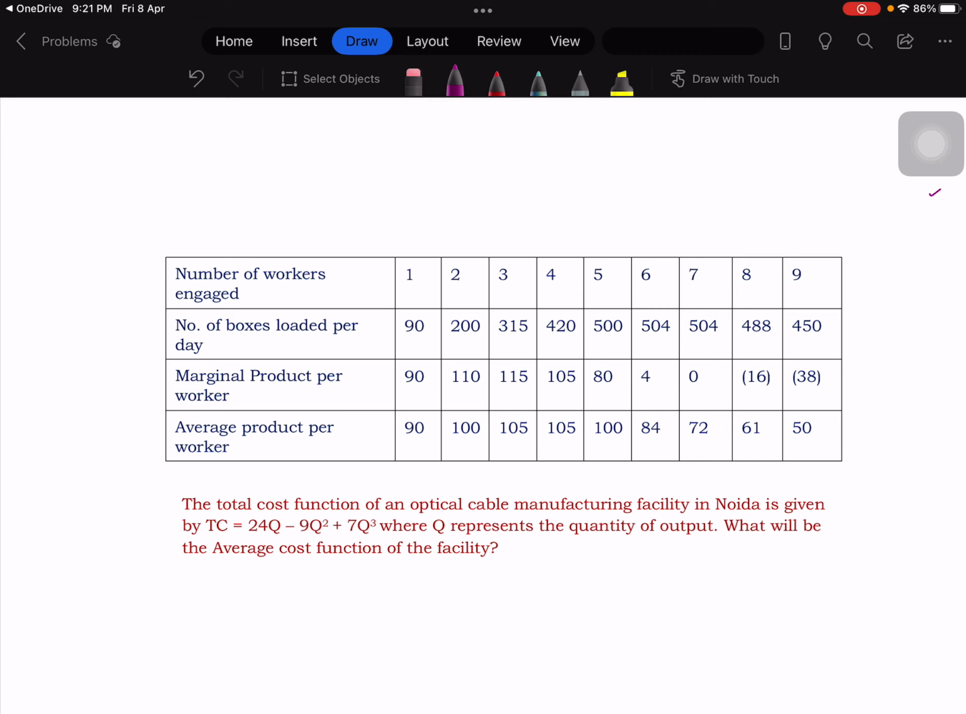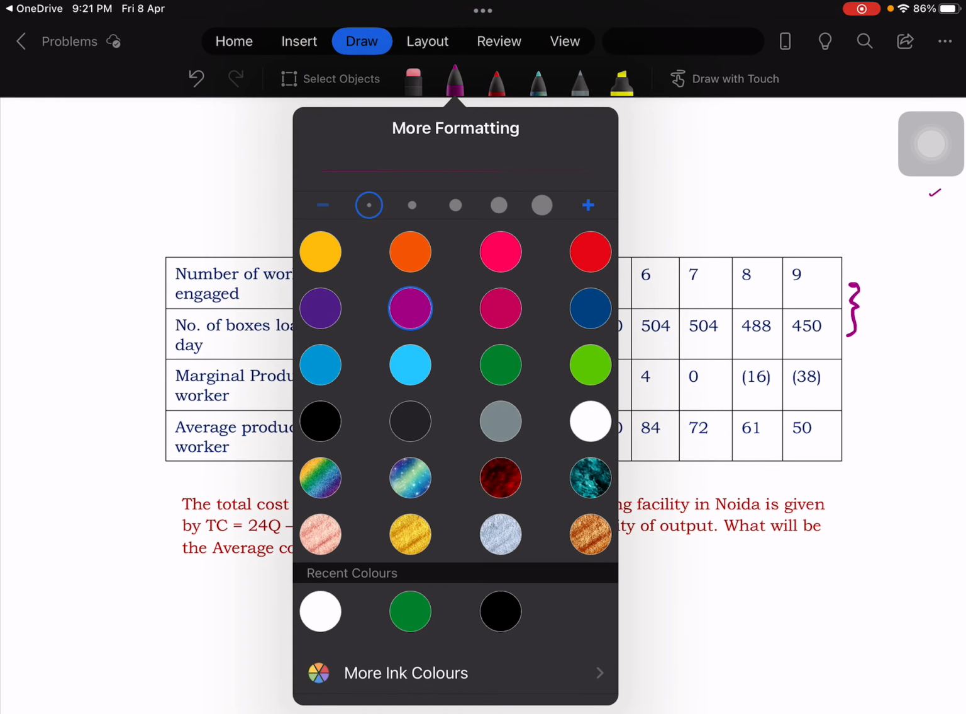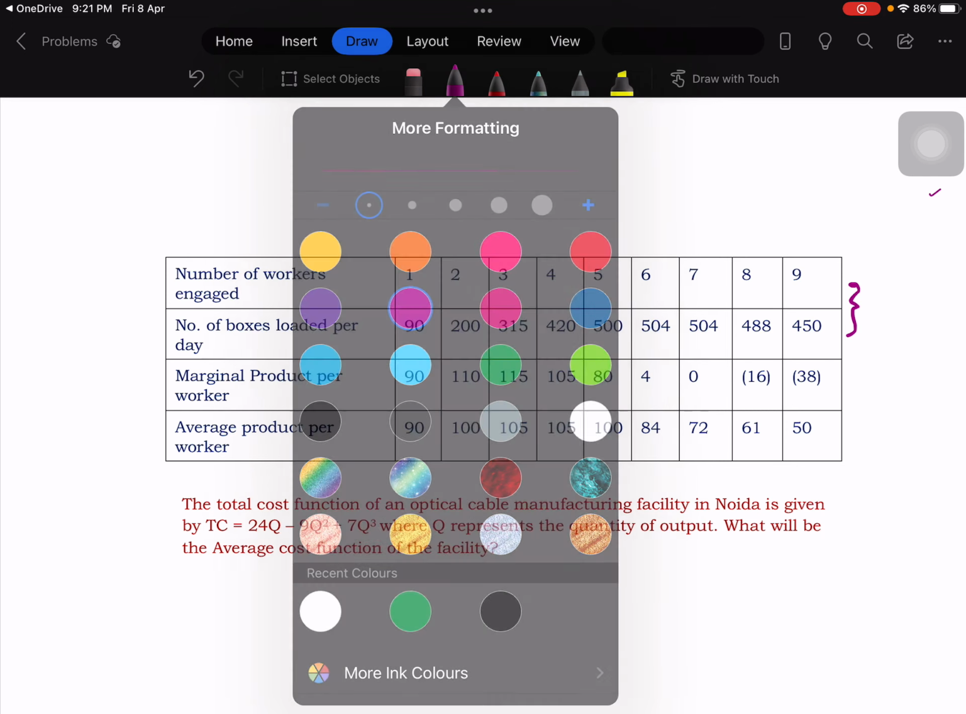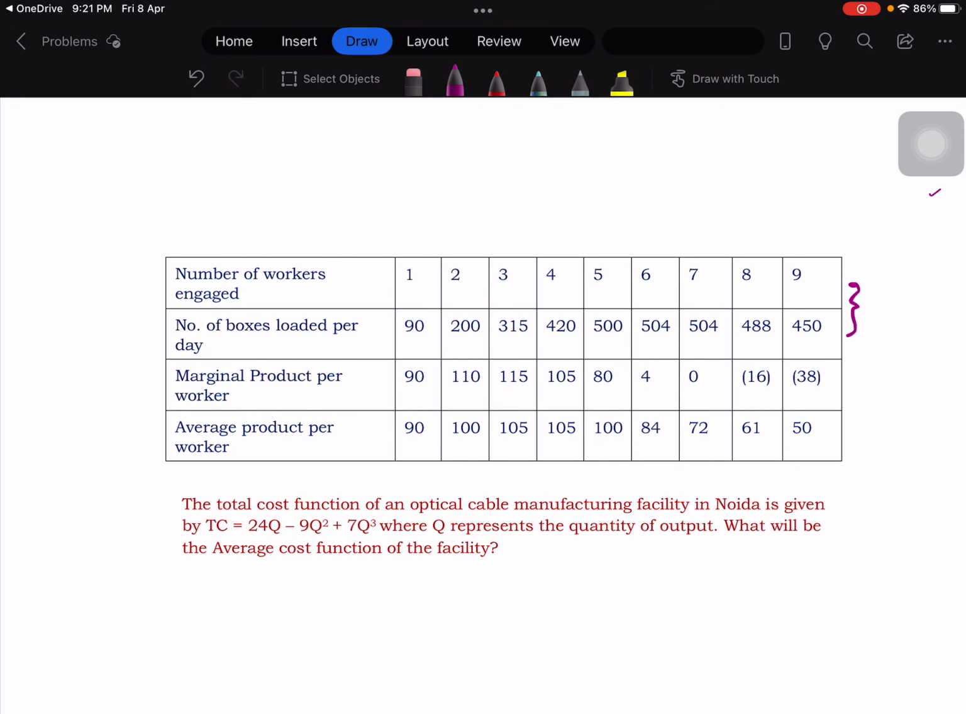Look at the first table. The number of workers engaged in loading are given: 1, 2, 3, 4, 5, 6, 7, 8, 9. And in the second row, the number of boxes loaded per day. These two can be given in a problem. What we should be able to find out is marginal product.